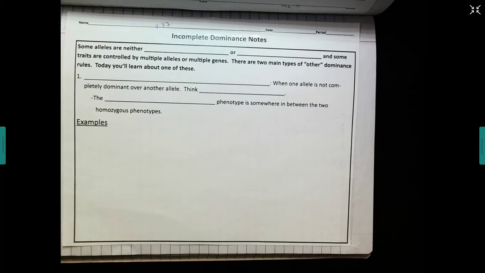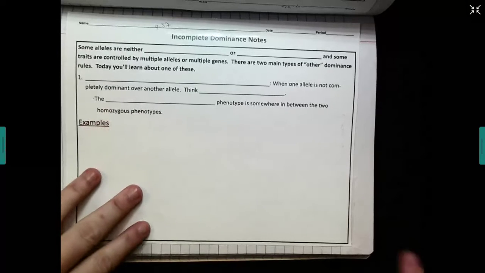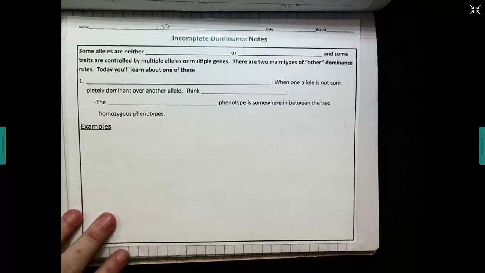Hey there. So today we are going to take a look at our incomplete and codominant notes. So I'm going to start with packet page 87, which is our incomplete dominant notes.